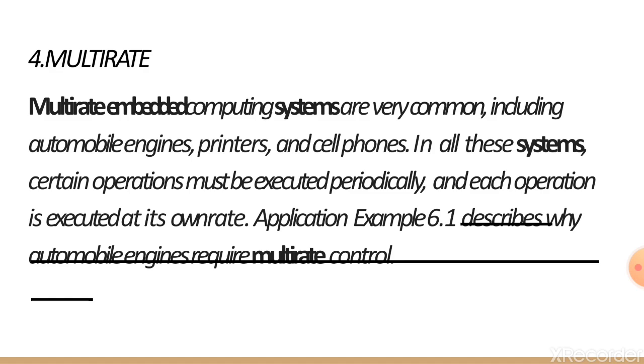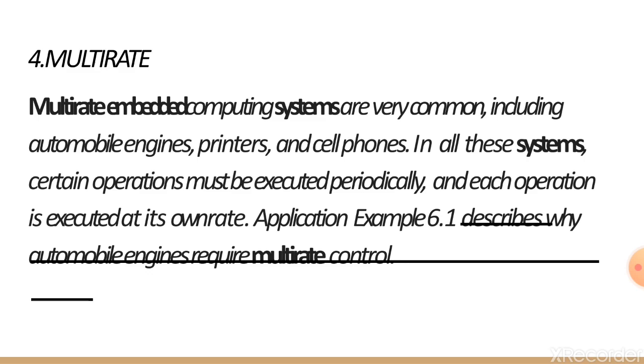Next coming is the multi-rate. Multi-rate embedded computing systems are very common, including automobile engines, printers and centrifuges. In all these systems, certain operations have to be executed periodically, and each operation is executed at its own rate. Not all operations have to be completed by deadlines.